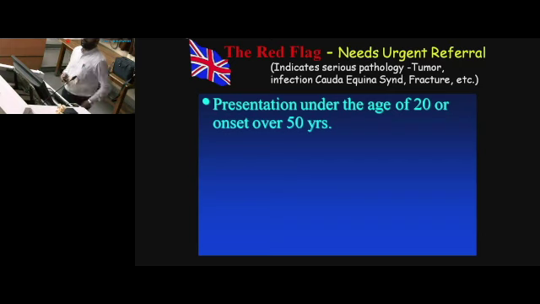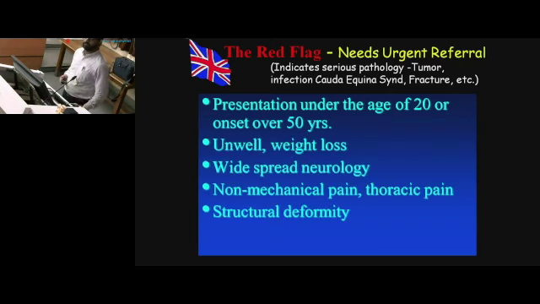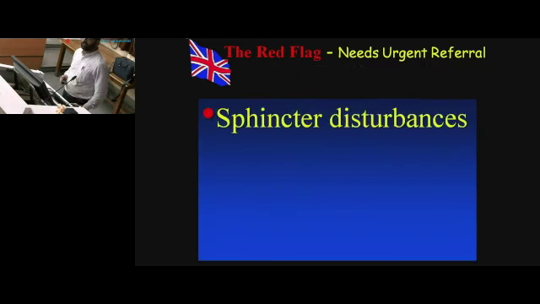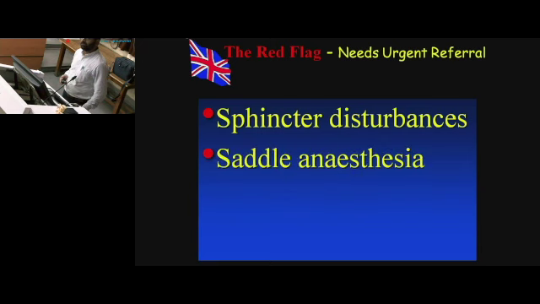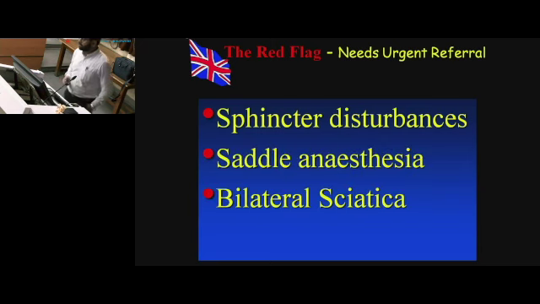As I already told you, what are the red flag signs? Sphincters are involved, if there is saddle anesthesia, bilateral sciatica, this is an emergency and you need to refer the patient as soon as possible, and he needs surgery within 24 hours to avoid permanent damage. Okay.